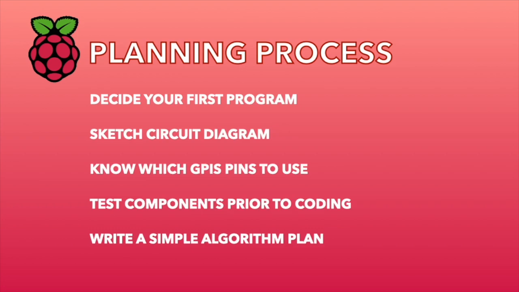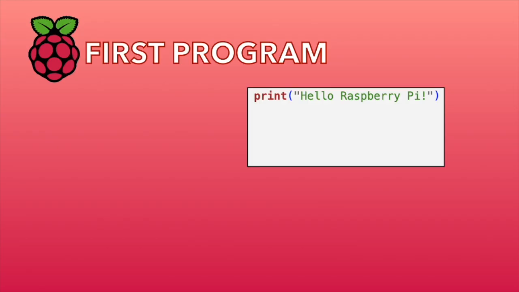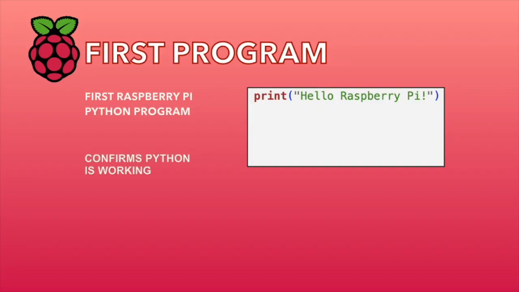Now let's confirm Python is working. Open the terminal on your Raspberry Pi and type python3, then press enter. You'll see the Python interpreter prompt, which looks like 3 greater-than signs. At that prompt, type the following exactly as written and press enter: print("hello Raspberry Pi"). You should see the words hello Raspberry Pi printed on the screen below. That's it. That's your first Python program. It confirms that Python 3 is installed, working, and ready to go.